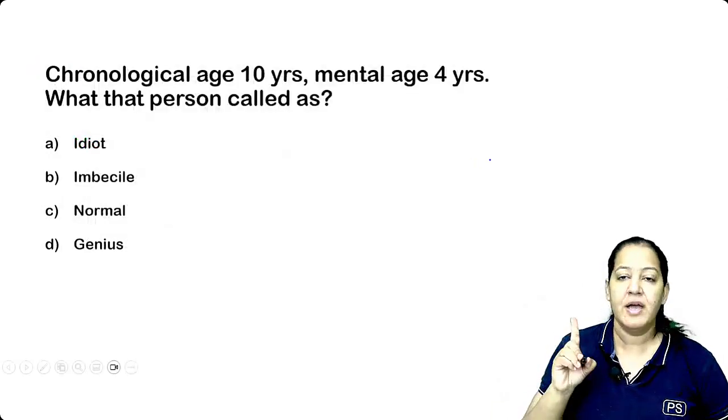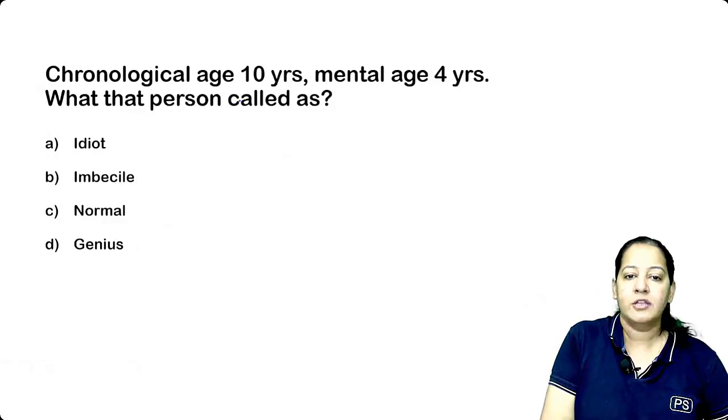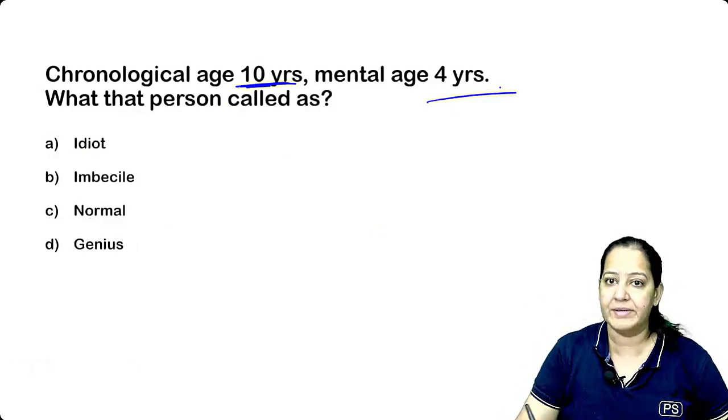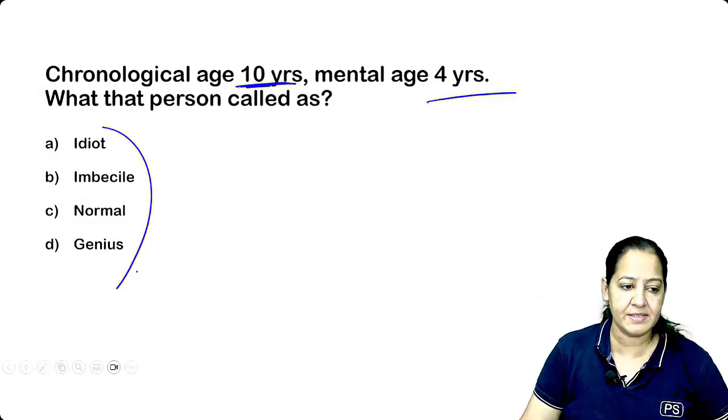The next question. Calculate the IQ of a person. The chronological age is 10. Actually, the person is 10 years old, but mentally he is 4 years. So can you tell me in which category the person is coming?